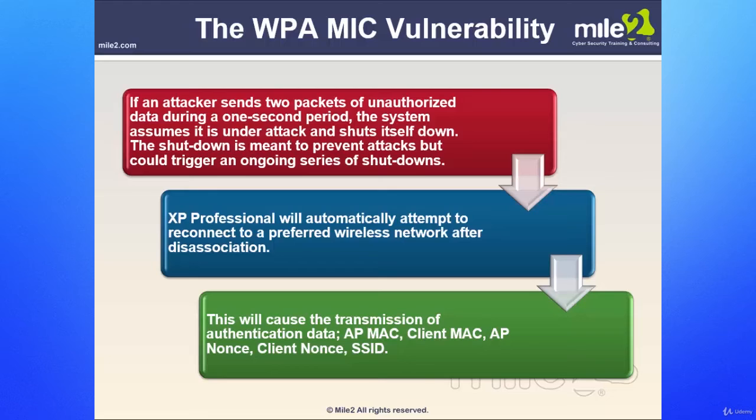XP Professional, as well as some of your other operating systems, will also automatically attempt to reconnect to a preferred wireless network after it's been disassociated. So if we go in there, we disassociate the client, we can capture that data, because as you can see here, we transmit the authentication data, right? The access point MAC, the client MAC, the access point nonce, the client nonce, and the SSID, which again is in clear text, which will allow us to grab that data right off the air.